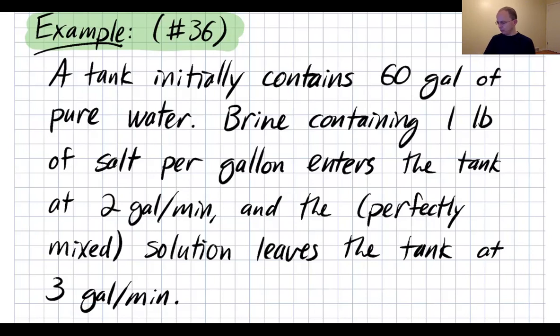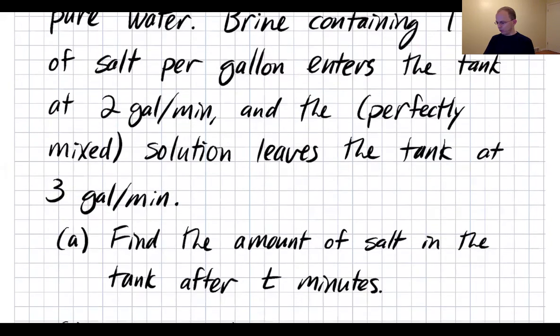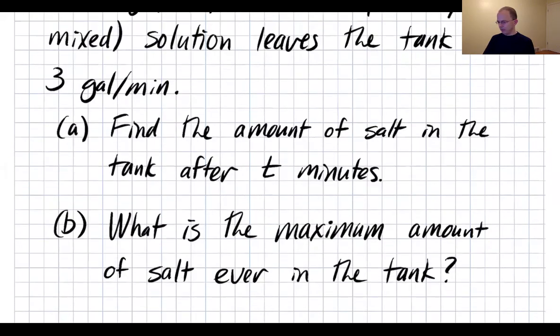And then the perfectly mixed solution leaves the tank at 3 gallons per minute. So that is our R out. R out is 3 gallons per minute. And what do we want to find out? We want to find out exactly what the amount of salt in the tank is after t minutes. So we want a formula for this amount of salt in the tank, X of t. So we need to solve for X of t.